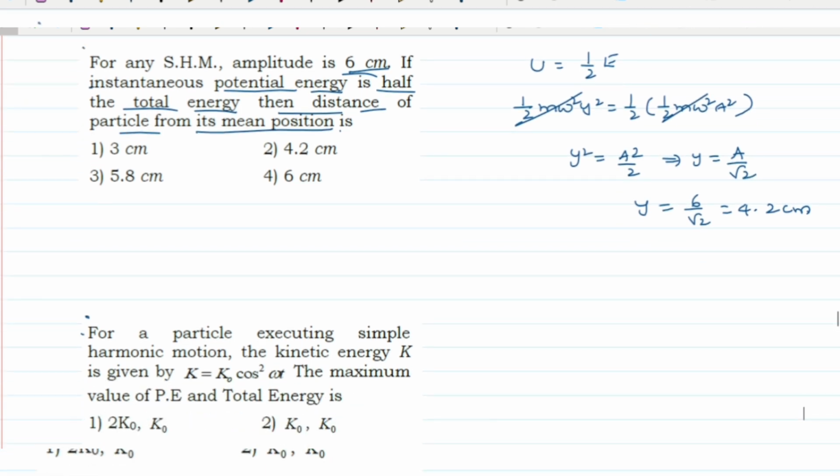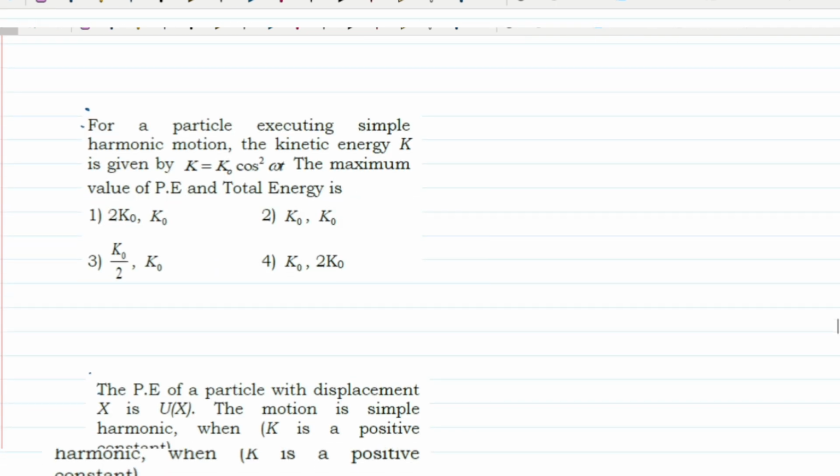Let us see the next question. For a particle executing simple harmonic motion, the kinetic energy of the particle is given as K equal to K naught cos square omega t, and the maximum value of potential energy and total energy they are asking. Maximum value is nothing but, total energy is potential energy minimum plus kinetic energy maximum. Here kinetic energy itself is given as K naught cos square omega t.